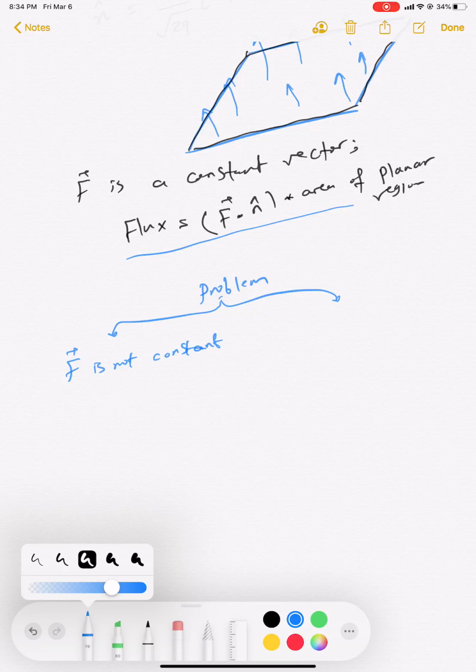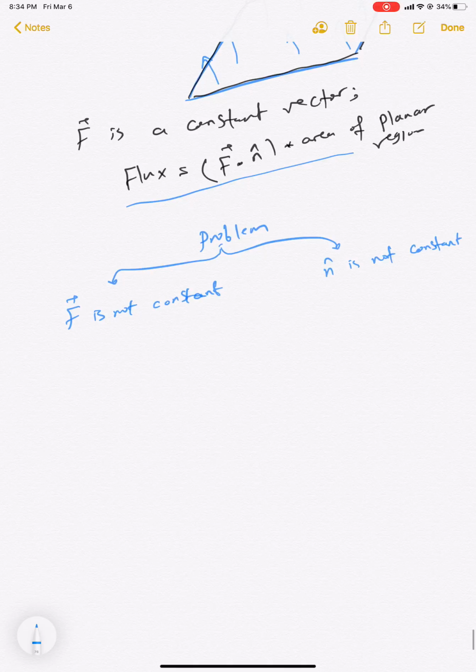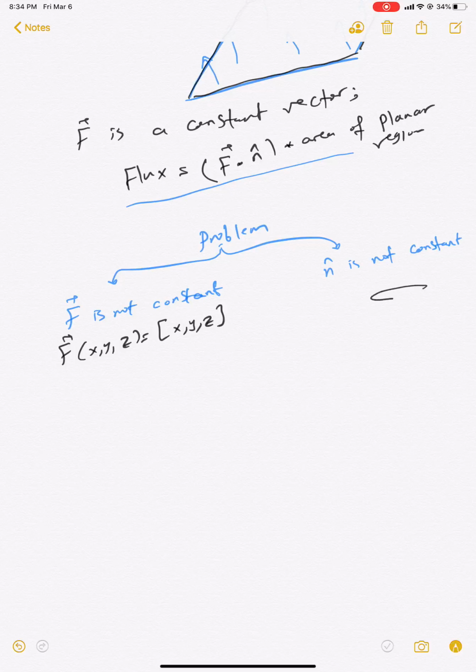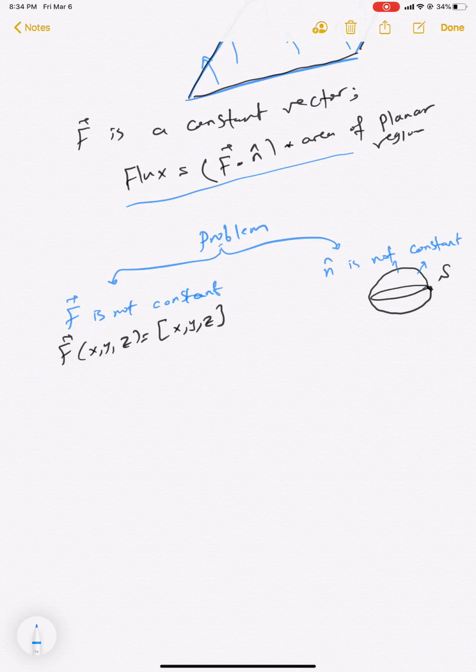The other problem is, what about if N is not constant? And this is very clear. The first problem is very clear. For example, if the vector field was depending on x, y, z, like this simple example. This is a vector field that depends on the point. And if you take the sphere as your surface, we can see that the normal vector is not a constant. So at this point this is your normal vector, at this point this is your normal vector, and so on. So you have infinitely many different normal vectors.